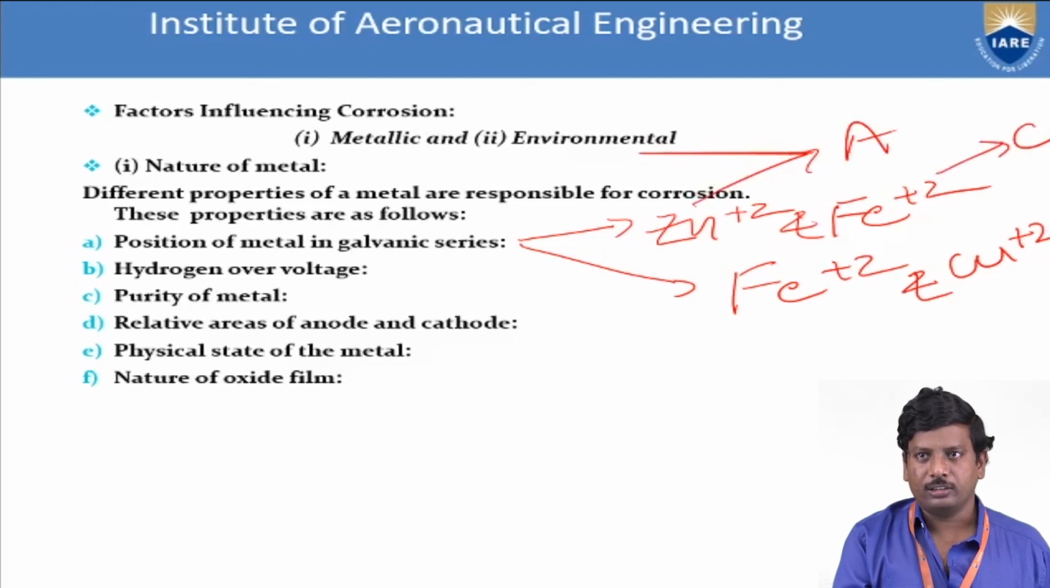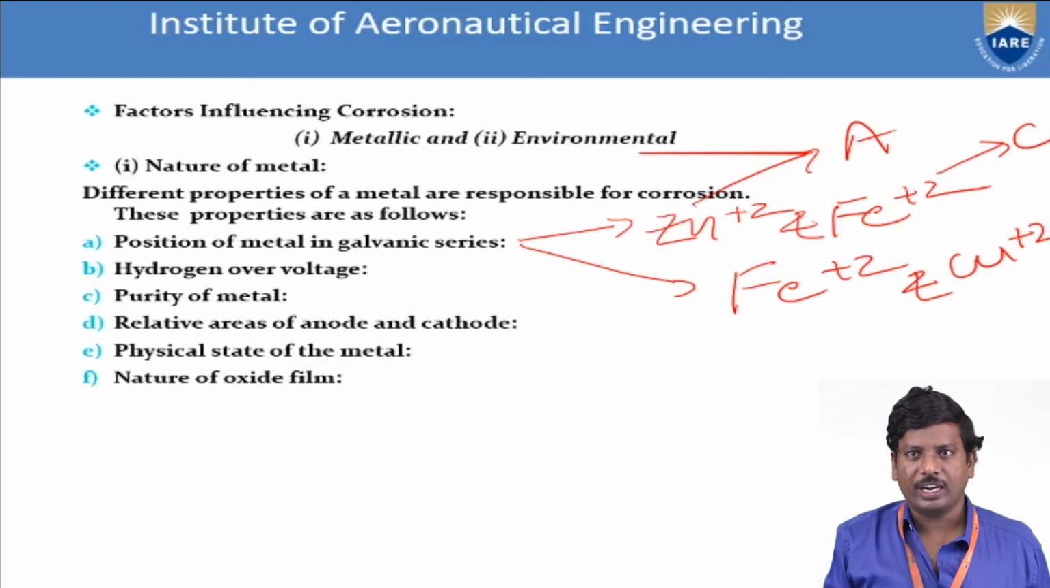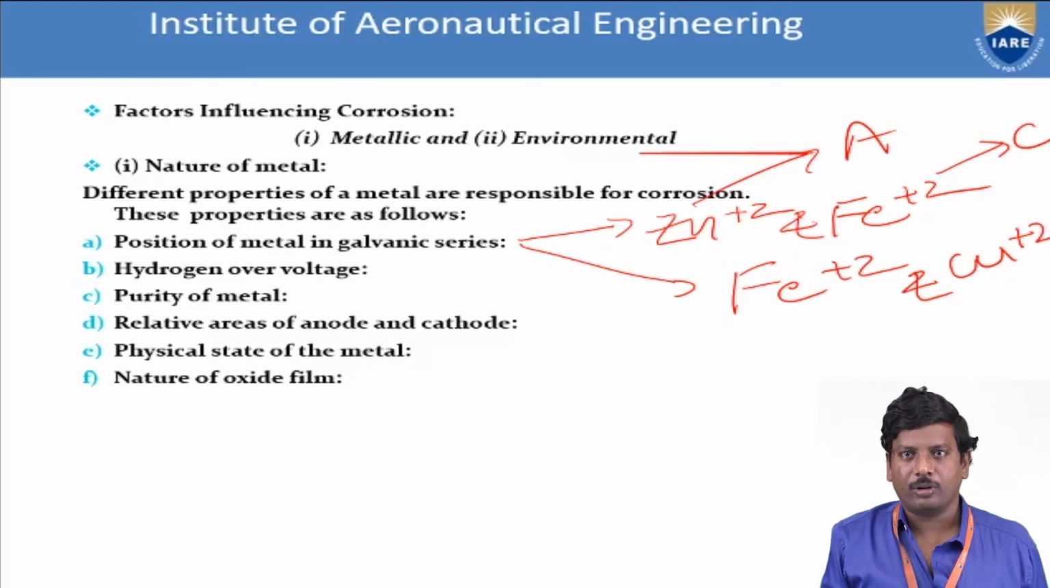The factors influencing the rate of corrosion are, first, the metallic factors and, second, the environmental factors. In the nature of the metal, there are several properties on which the corrosion reaction depends. That means various properties of the metal are responsible for corrosion. These properties are: first, the position of the metal in the galvanic series; second, hydrogen overvoltage; third, purity of the metal; fourth, relative areas of anode and cathode; next, the physical state of the metal; and finally, the nature of the oxide film.